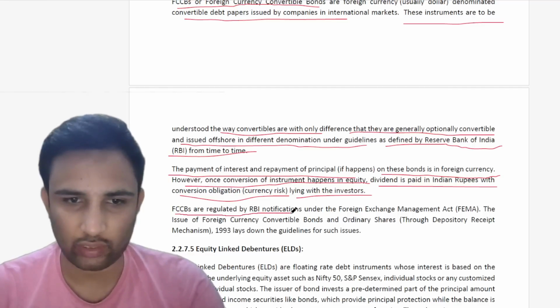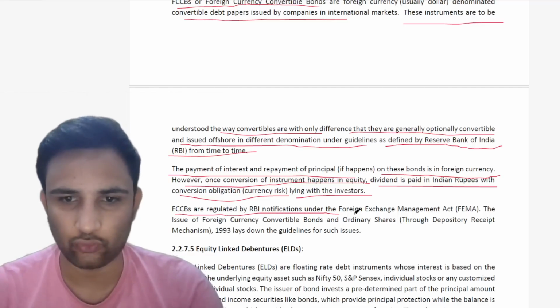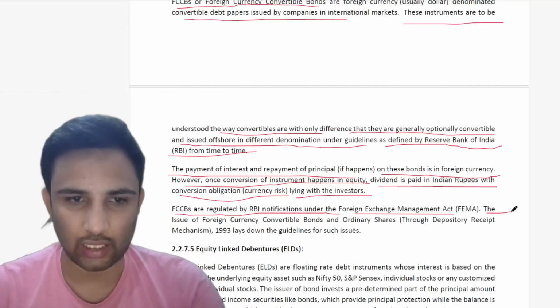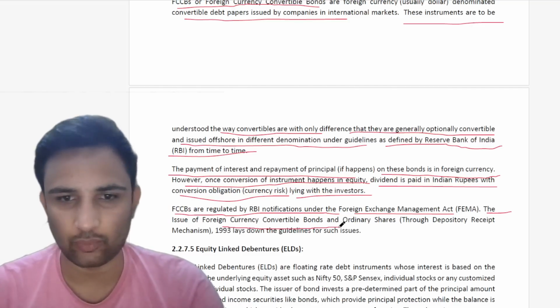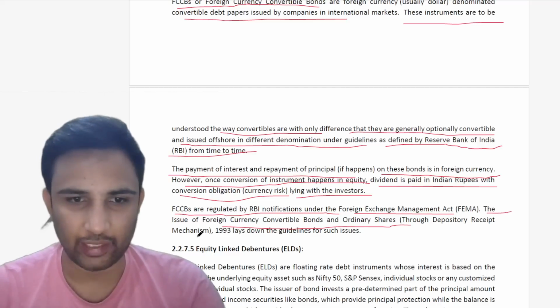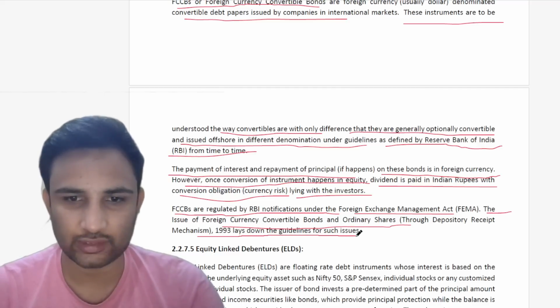FCCBs are regulated by RBI notifications under the Foreign Exchange Management Act, that is also called FEMA. The Issue of Foreign Currency Convertible Bonds and Ordinary Shares through Depository Receipt Mechanism Scheme, 1993 lays down the guidelines for such issues.